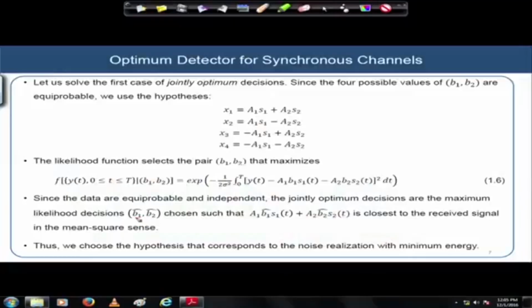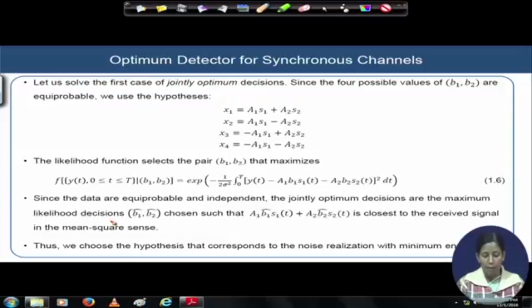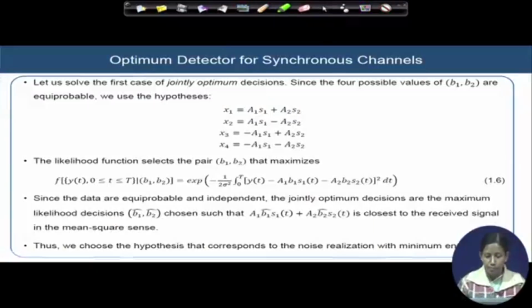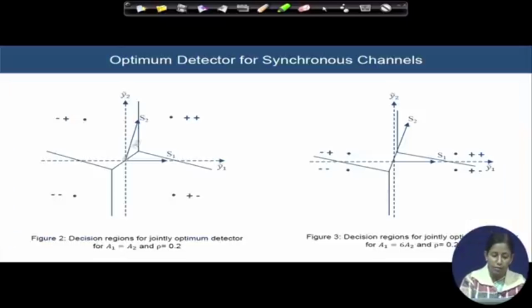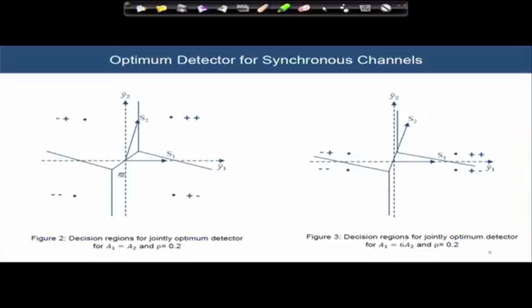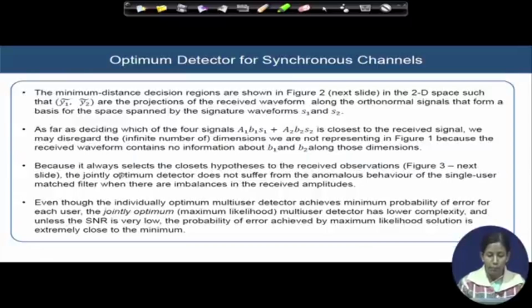So, if that happens, then we call these estimated values of B1 and B2 the maximum likelihood decisions. Thus we choose the hypothesis that corresponds to the noise realization with the minimum energy, and this is the minimum distance decision region which we have shown in the next slide. These are the minimum regions that we have shown here.